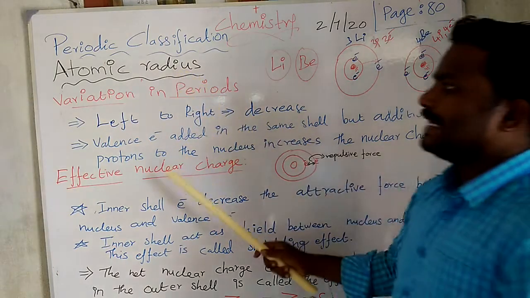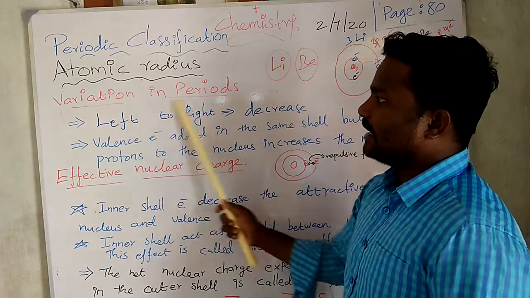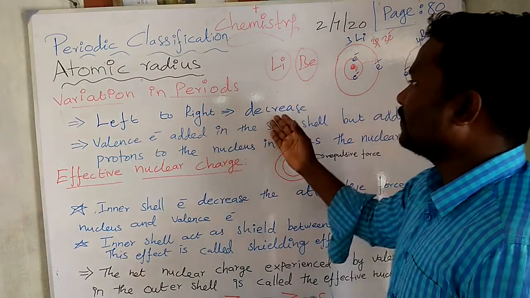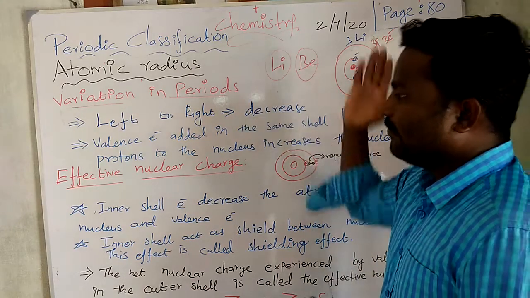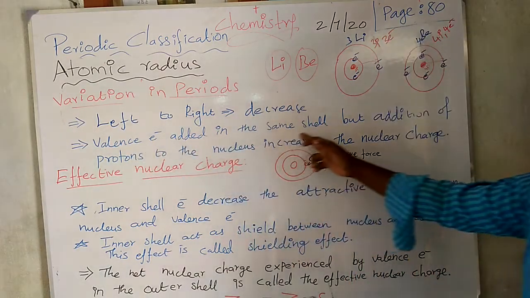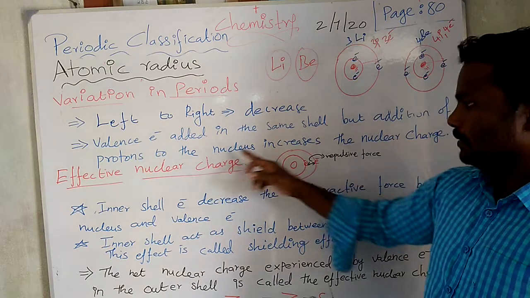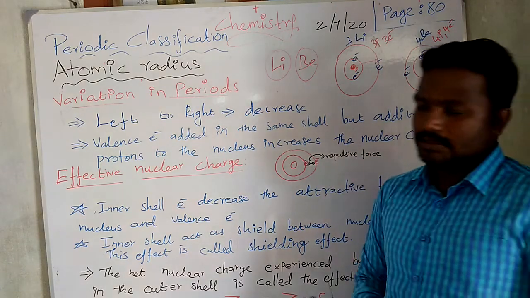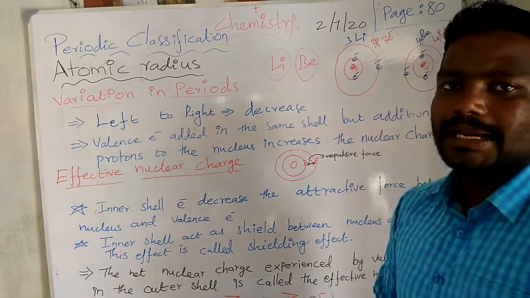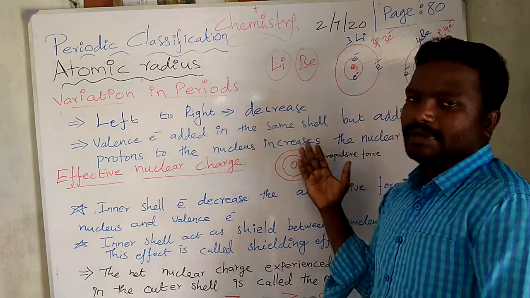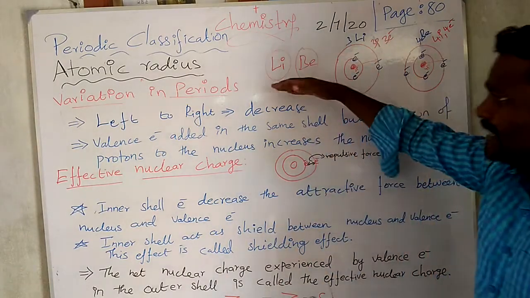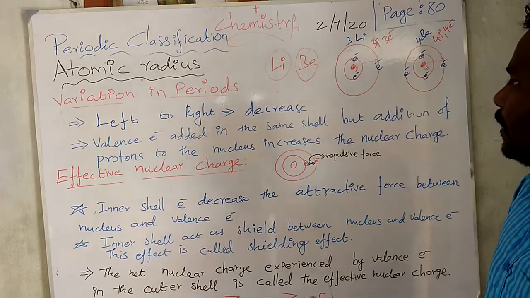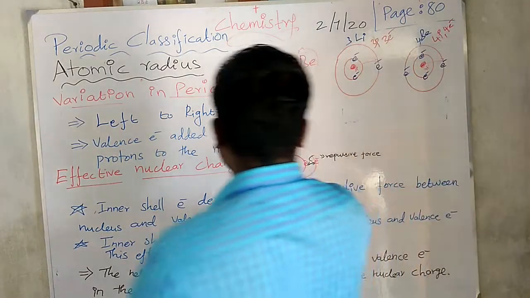Now I hope you are clear with the atomic radius variation in periods, right? So again I am repeating, my dear students, left to right, what will happen? Size will decrease. What's the reason? Valence electrons are in the same cell, but addition of protons to the nucleus increases the nuclear charge. Okay, my dear, now we can understand size decreases from left to right. Based on this, we are going to learn a new question, that is effective nuclear charge. What do you mean by effective nuclear charge?